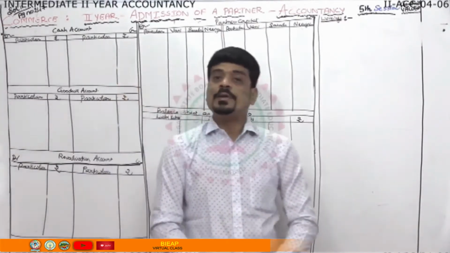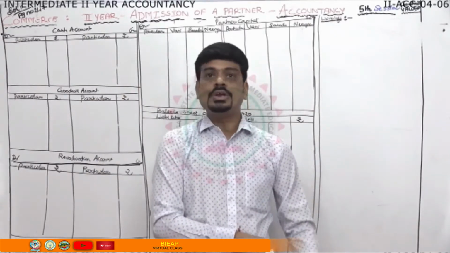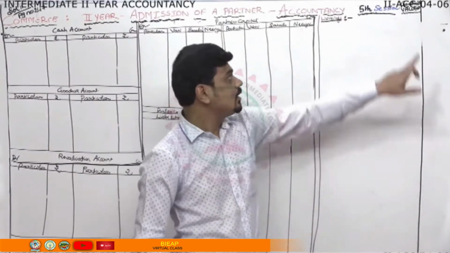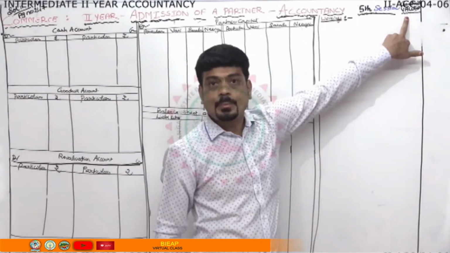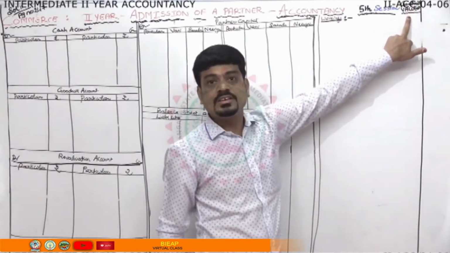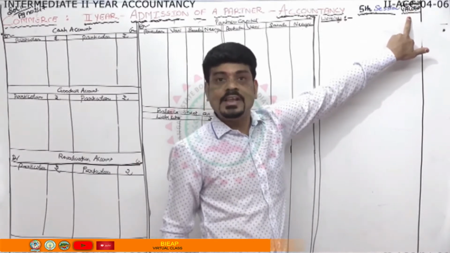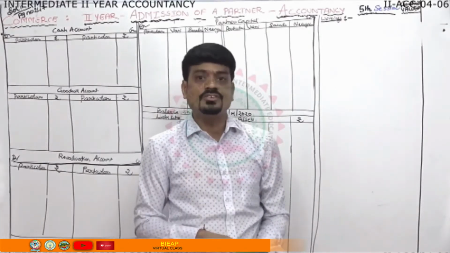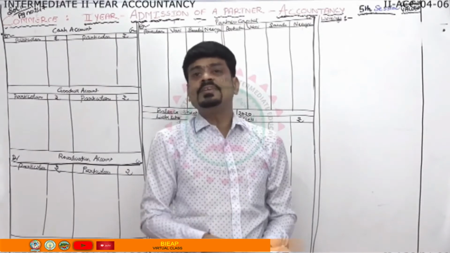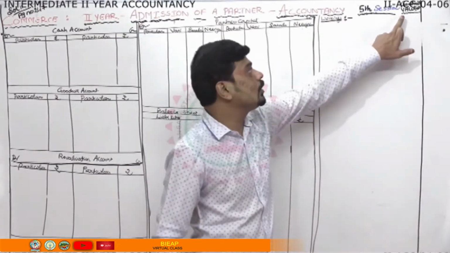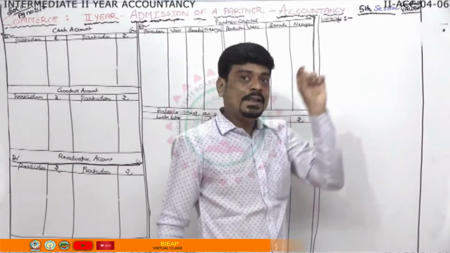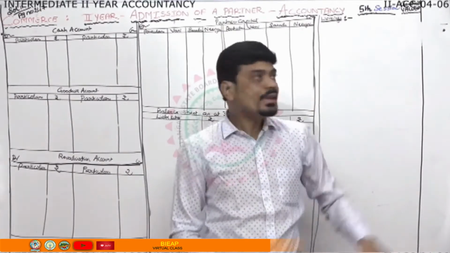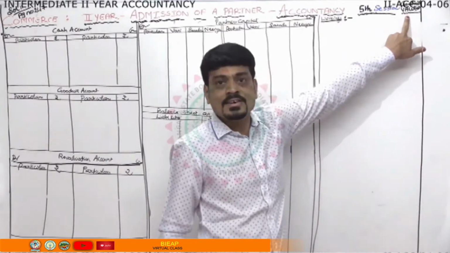Now, as I explained in yesterday's class, we are going to consider the next model of goodwill, that is, goodwill valued. Today we are going to see how to solve the problem when goodwill is valued. All the other adjustments will be the same, like appreciation, depreciation, capital brought, everything will be the same. Only the focus must be on the goodwill. Depending on the information, we have to give the treatment for goodwill. So today's session, we are going to see when goodwill is valued.